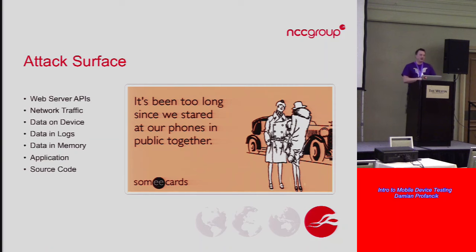And then there are direct attacks on the application itself. You can manipulate the application. There are some standard web-type attacks that you can actually do on the application as well. And then there's the source code itself. We'll talk about it a little more later, but with Android, you can usually decompile to source and look for things like passwords in the source code itself.